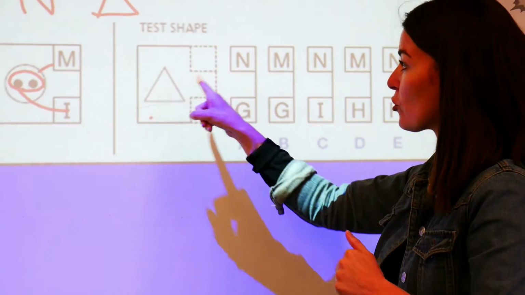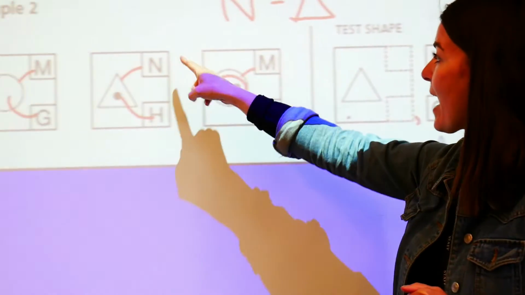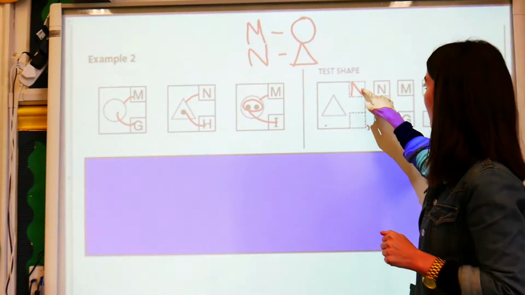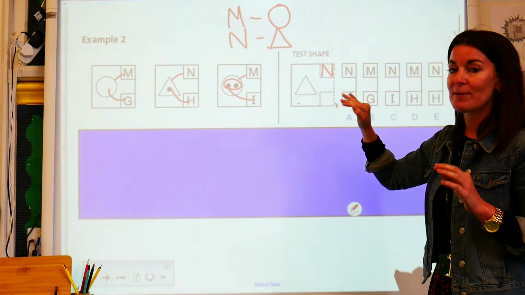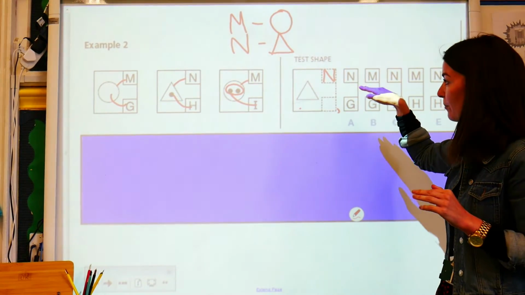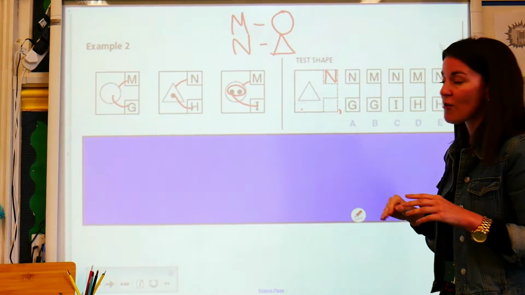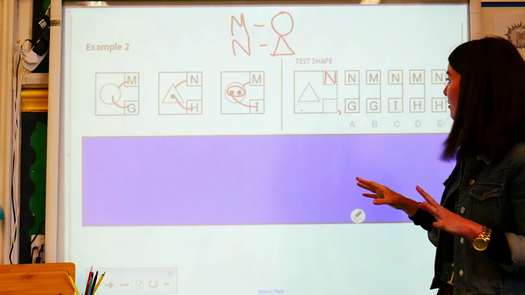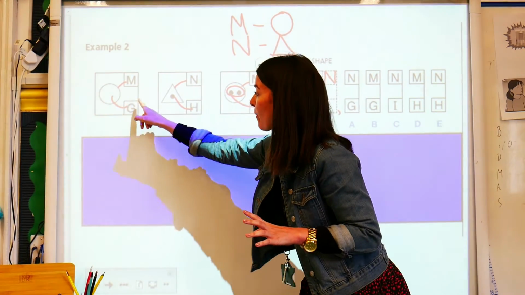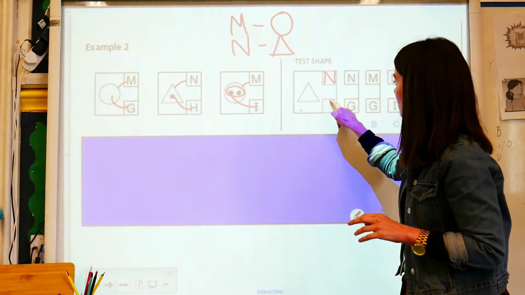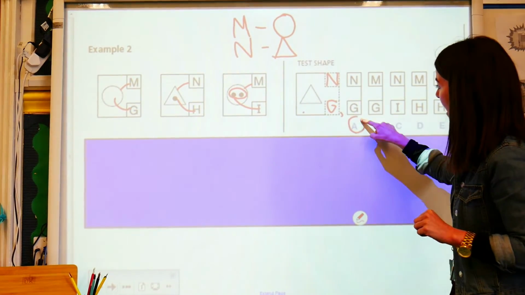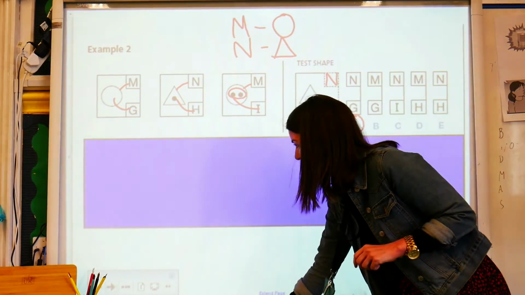So we're looking for a triangle. We know that N is represented by a triangle, so I'm going to put N up there. Notice I'm keeping the N in the top row because the top row represents the shape. The bottom row represents there's no dots in the shape at all. The only one that's got no dots was this one here, and that was represented by G, so I'm going to put a G here. So actually, first answer, A, will be our correct answer.